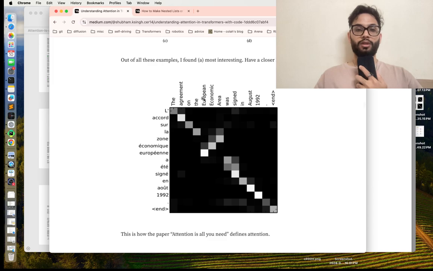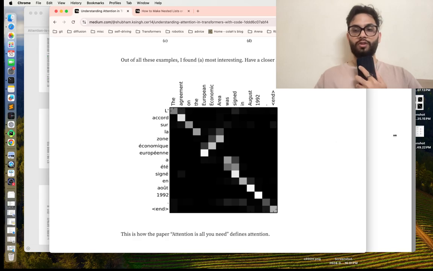This is how it will look. Let's see, "on" will attend to this word, whatever this word is. "European" will attend to this word in French. "Area" will attend to this word in French: area is attending to zone in French. So that is what happens here, right?